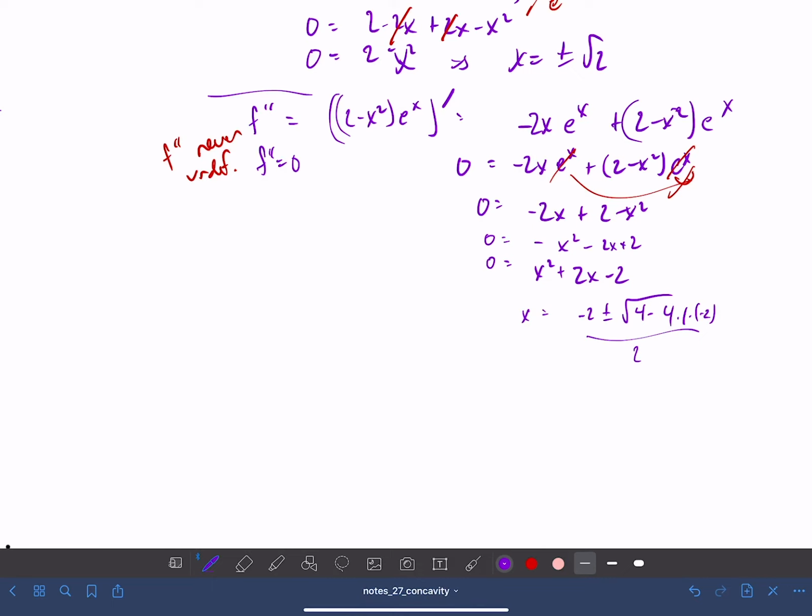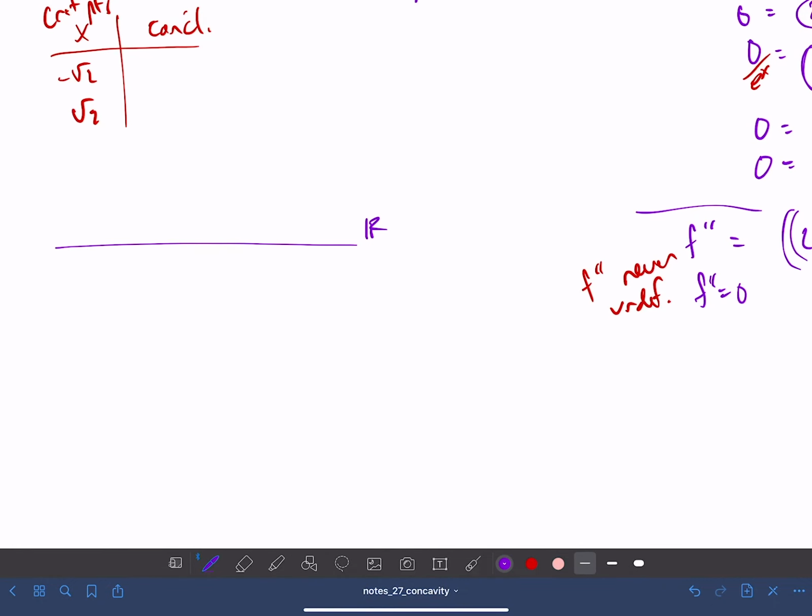Alrighty, so that's x is equal to negative 2 plus or minus the square root of 12 over 2. It's negative 1 plus or minus the square root of 12 over 4. And that's just equal to 3. So it's negative 1 plus or minus root 3. Fine. Negative 1 minus root 3. Negative 1 plus root 3.